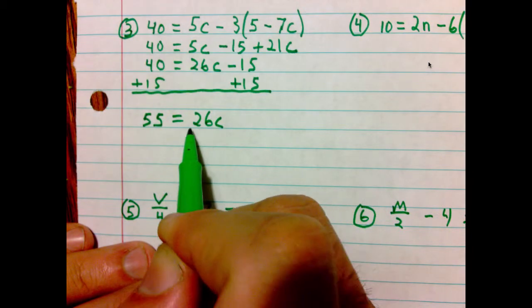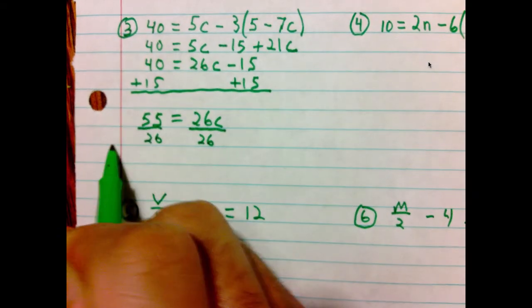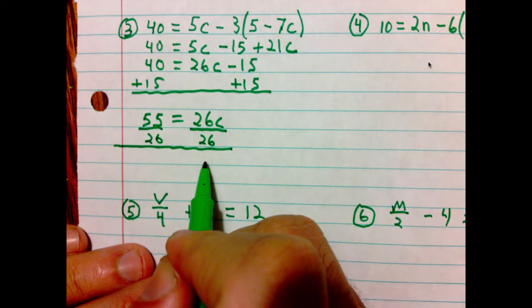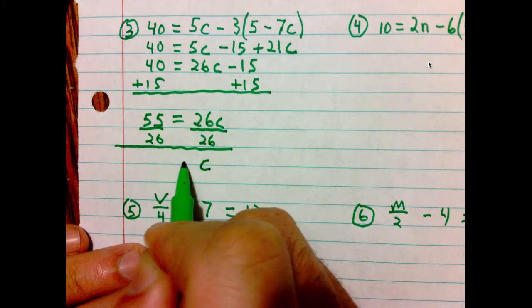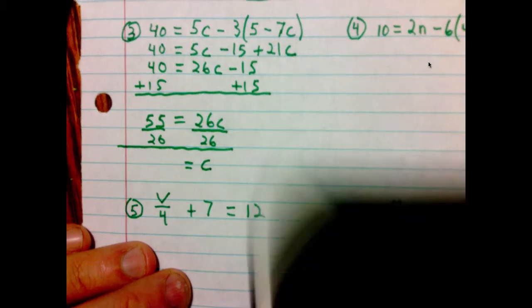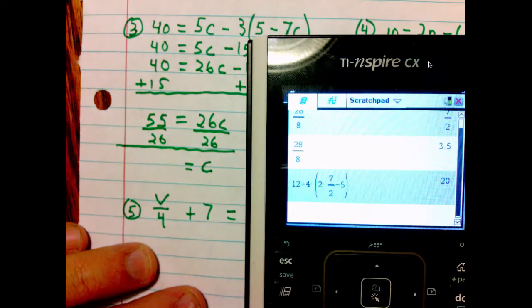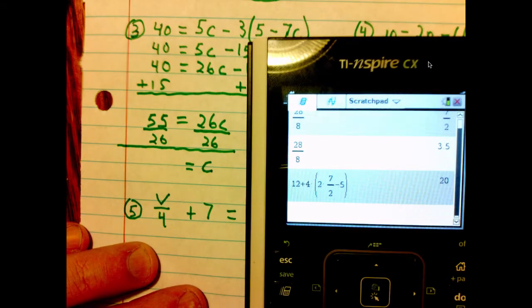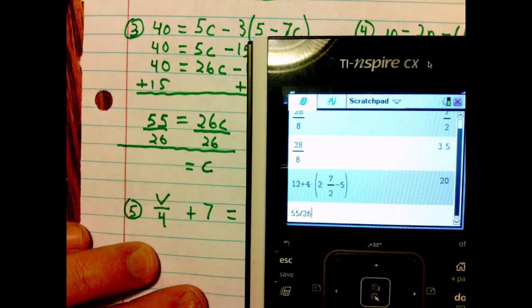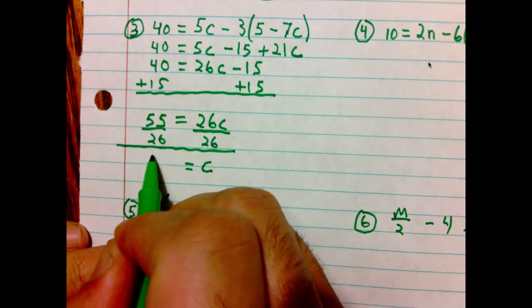Dividing by the coefficient 26 on both sides. 26 divided by 26 leaves c. 55 divided by 26, those appear to be relatively prime, but I will use my calculator to verify. 55 divided by 26. If the calculator returns that same fraction, that indicates that that is the most reduced fraction. So our best answer here is 55 over 26.